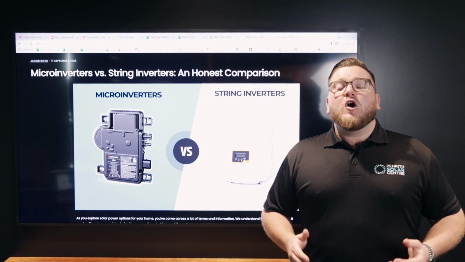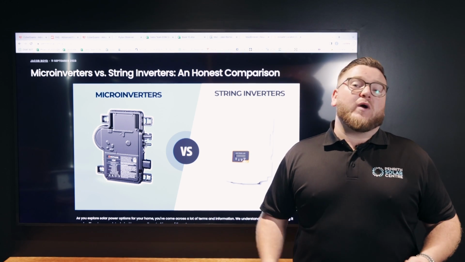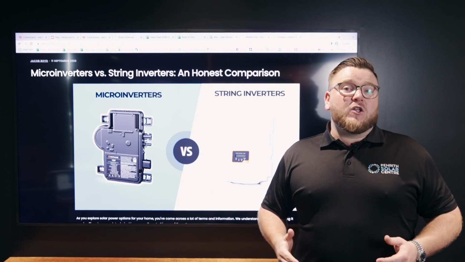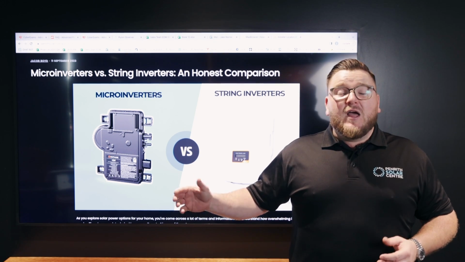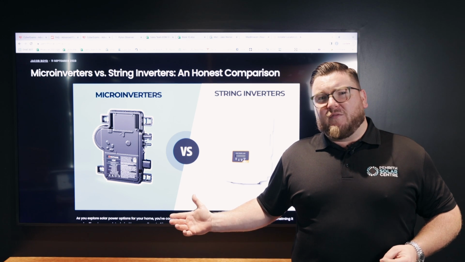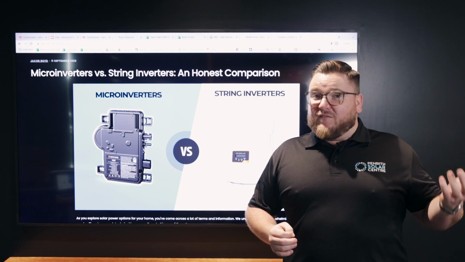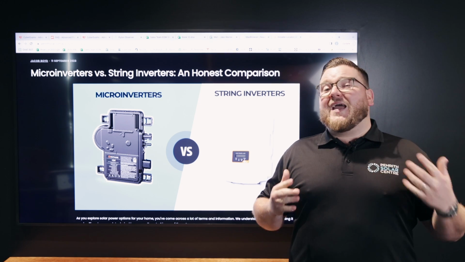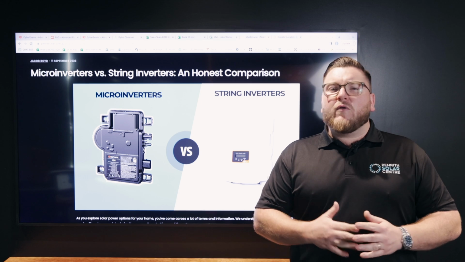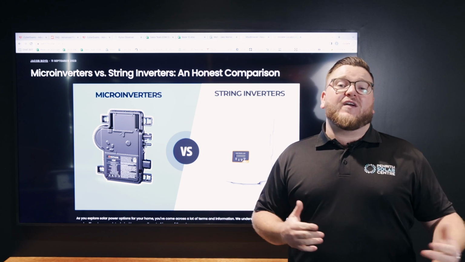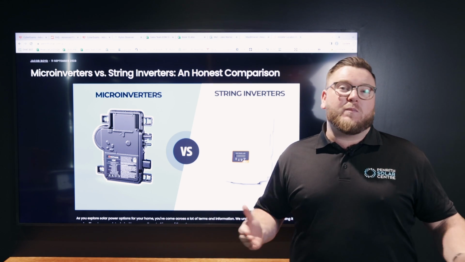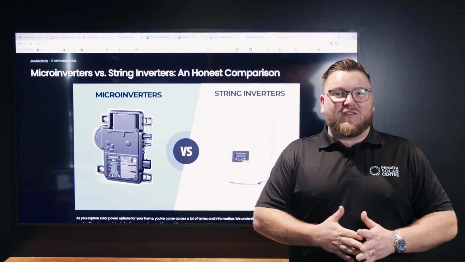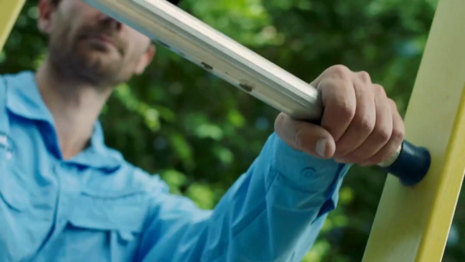In today's video, we are going to be learning the differences between a microinverter and a string inverter. Specifically, we're going to learn the advantages of a microinverter, but also the disadvantages of a microinverter. We're going to learn about the advantages of a string inverter and the disadvantages of a string inverter. And by the end of this video, you should be a little more educated about what is a better fit for you and your home or your business. Is it the Enphase microinverter or is it the humble string inverter? Let's take a look.